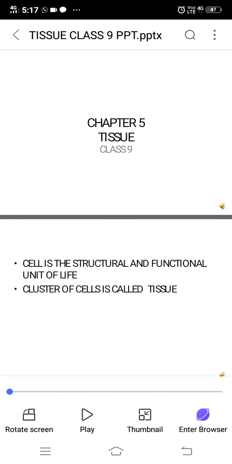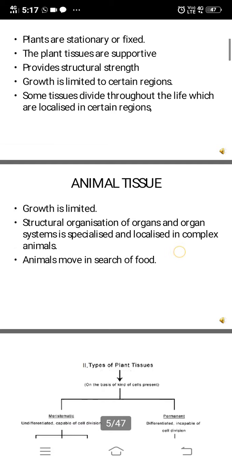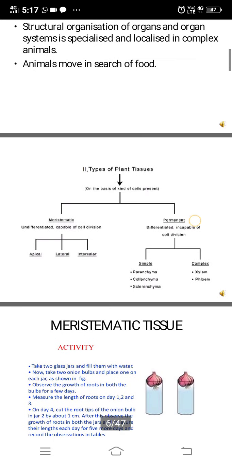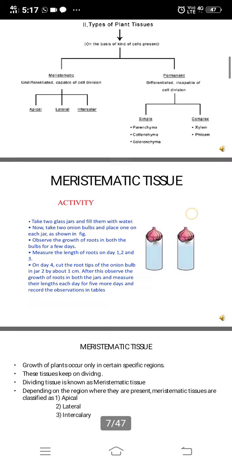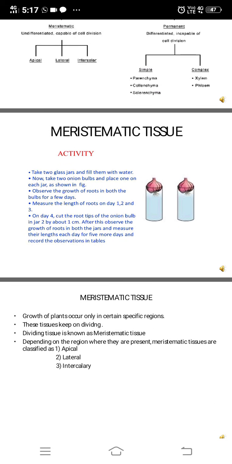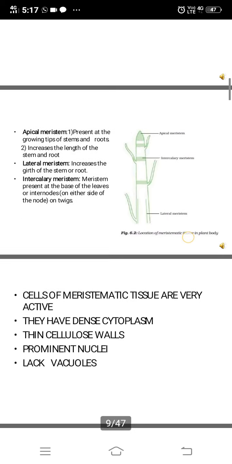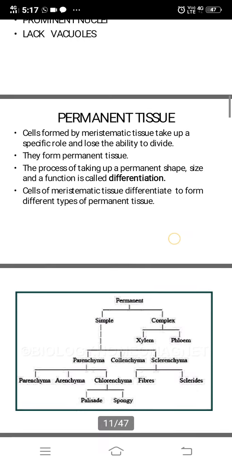Hello students, in the previous class we had seen tissue, plant tissue and animal tissue. We were seeing the types of plant tissue, meristematic and permanent. Under meristematic we had seen apical, lateral and intercalary meristem. Then we had come to permanent tissue.